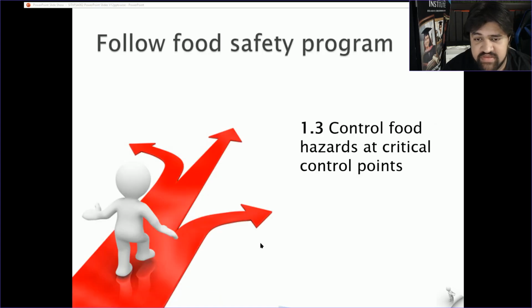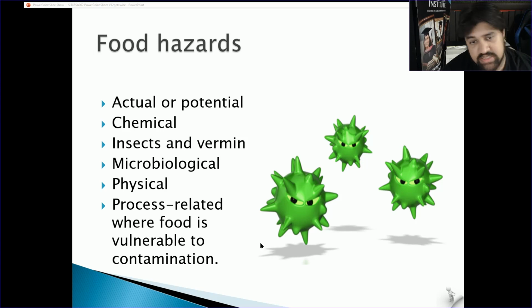Okay, follow food safety program 1.3, control food hazards at critical control points. So food hazards: actual or potential hazards. If you're working at an open cafe outside and it's near the beach, you've got potential for sand to get in, right? But it's not an actual existing hazard that could happen straight away. It's something potential. If there is a windstorm, you could have an excess amount of sand coming into your food preparation area.